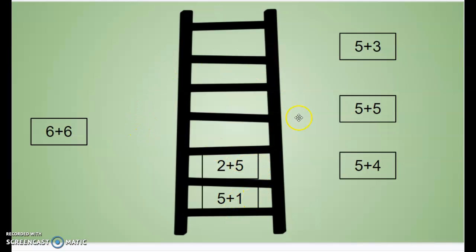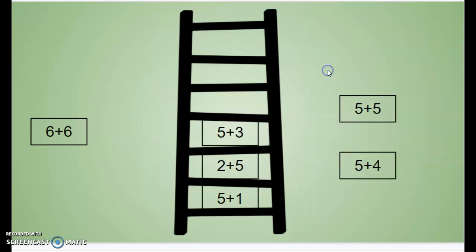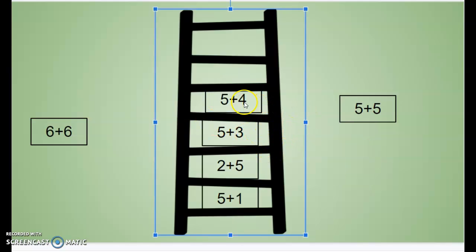Now think about the next one. Which one can go next? I think 5 plus 3 as well. We're thinking the same. 5 plus 3 is the next one in our related fact ladder. Which one can go next? Yes, 5 plus 4. Good job, guys. You are on a roll. 5 plus 4 because it is 1 more.